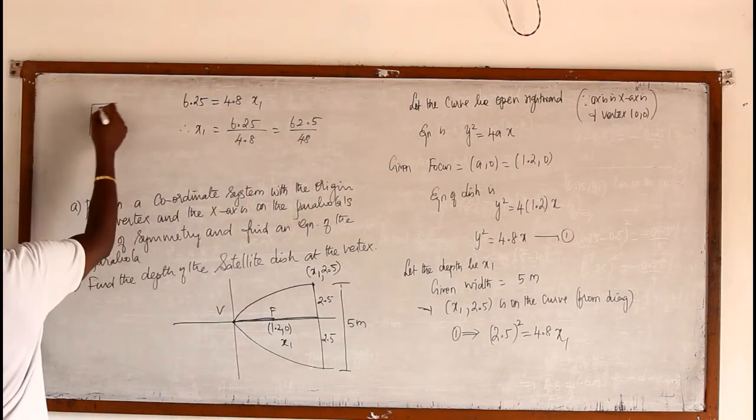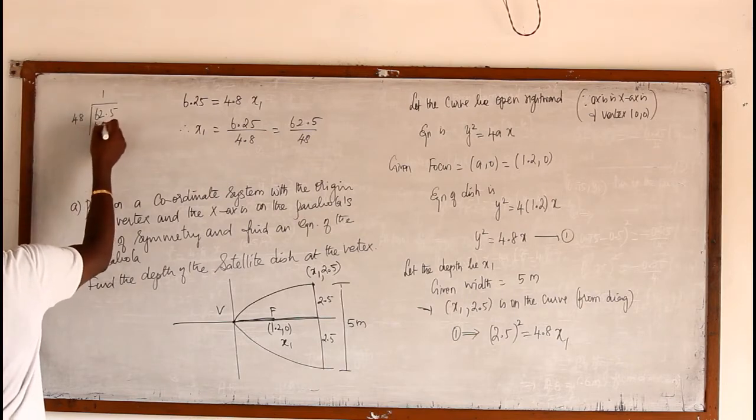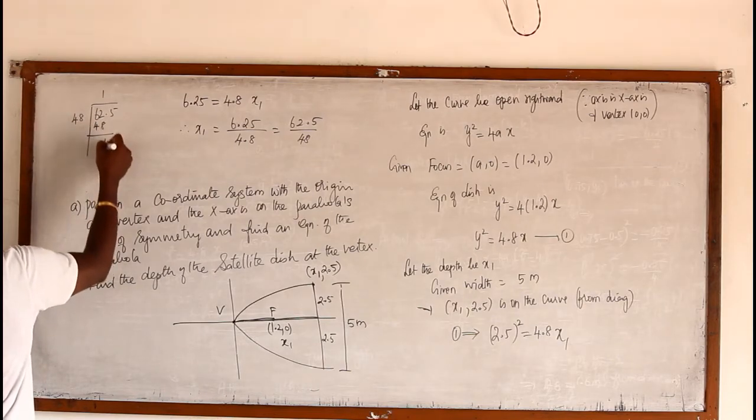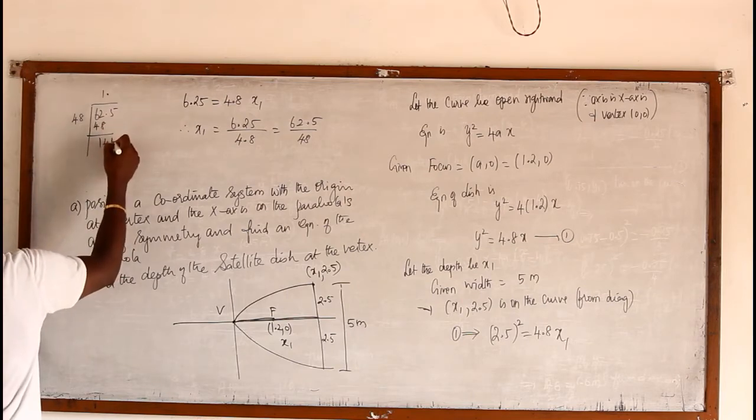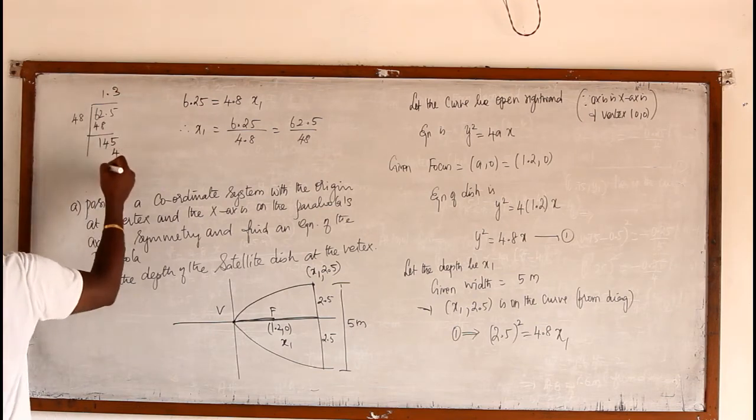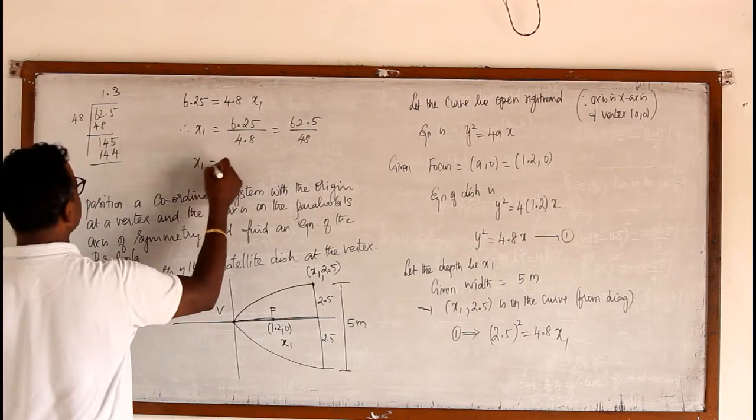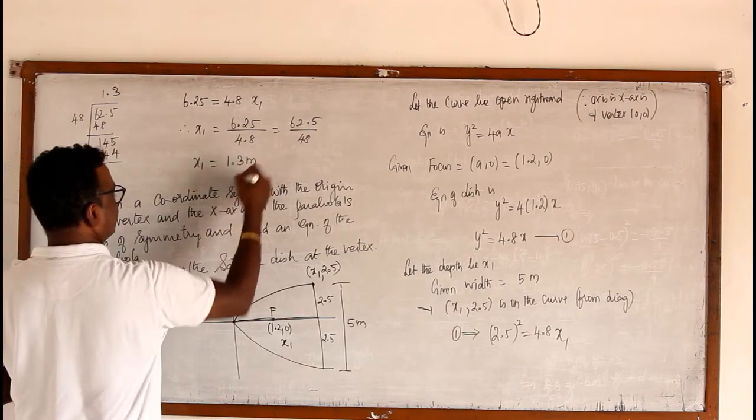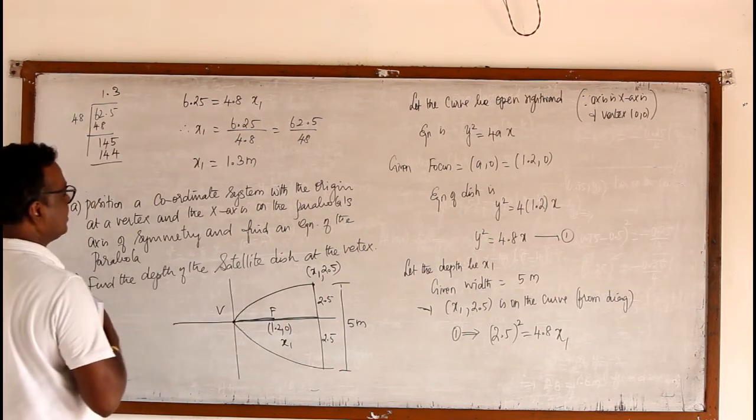When I divide 62.5 by 48, 1 time 48, 12 minus 8 is 4, 5 minus 4 is 1. So if I put the decimal here, it is 145. Three 8s are 24, so 3 times 48 is 144. So I can say x1 is 1.3 meter. Therefore, the depth of the dish is 1.3 meter.